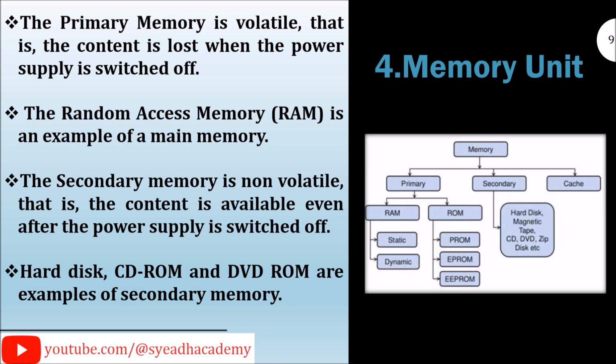The primary memory is volatile, that is, the content is lost when the power supply is switched off. The random access memory, RAM, is an example of a main memory. The secondary memory is non-volatile, that is, the content is available even after the power supply is switched off. Hard disk, CD-ROM and DVD-ROM are examples of secondary memory.